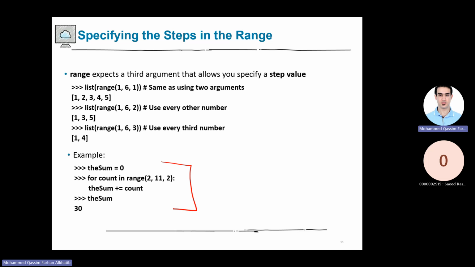Okay, first of all, it's summation problem, right? The sum equals 0 for count. That's the summation code we have done. But what are you adding? Not exactly 1. If you look for count in range 2, 11, 2. What does this range 2, 11, 2 will give?